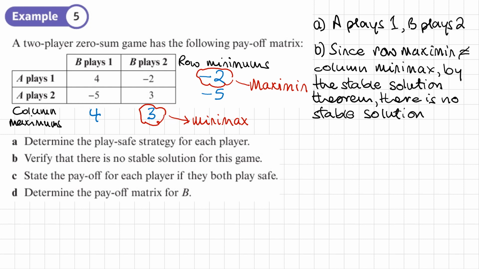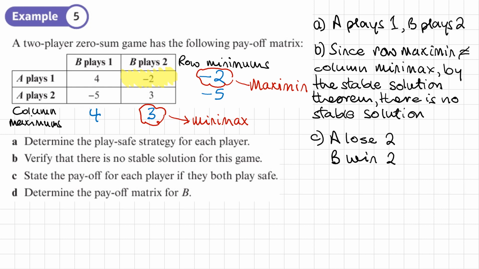Let's write that down. Part C, it says state the payoff for each player if they both play safe. So let's have a look to see which cell that's going to be. So A plays 1, so it's going to be in this row. B plays 2, so it's going to be in this column. So it's this cell here with the -2 in. So let's just highlight that. This cell here. So the value to each player. So remember, this matrix is from A's perspective. So A will lose 2, -2, and B will win 2.